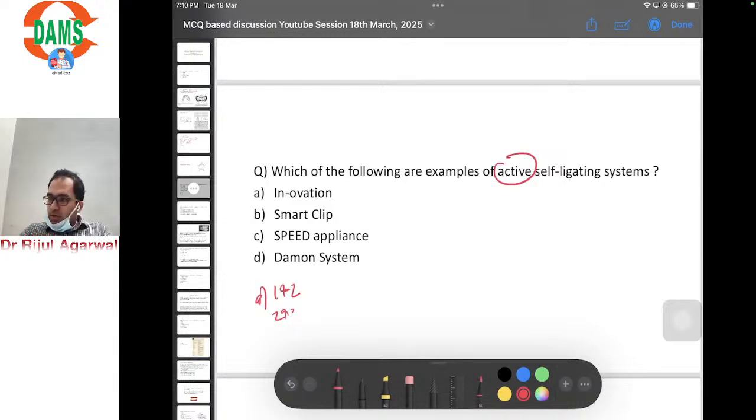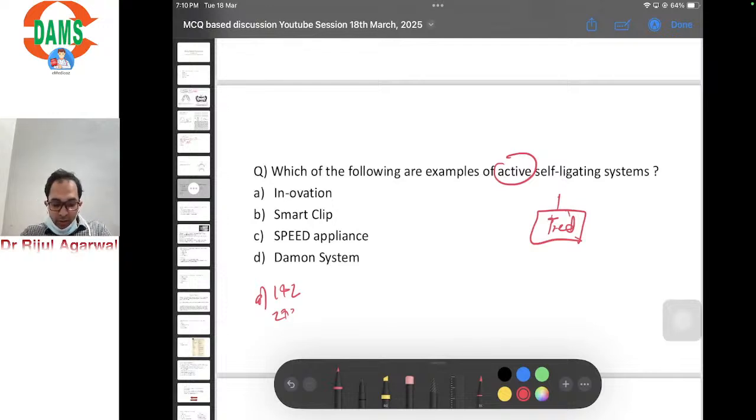So coming to the question, I'll tell you the answer. The question is asking about active self-ligating. So what are self-ligating systems? Traditionally, the brackets, the wire was tied around with the help of a ligature wire or a module.